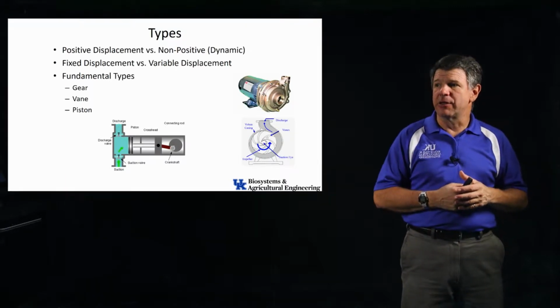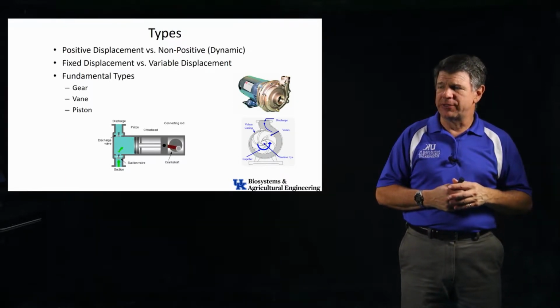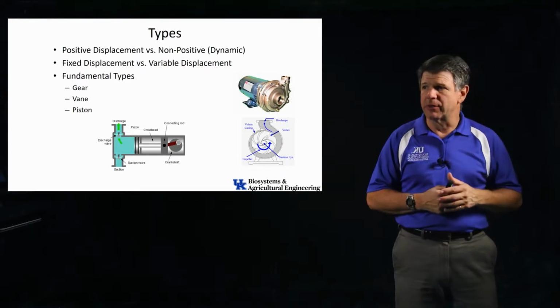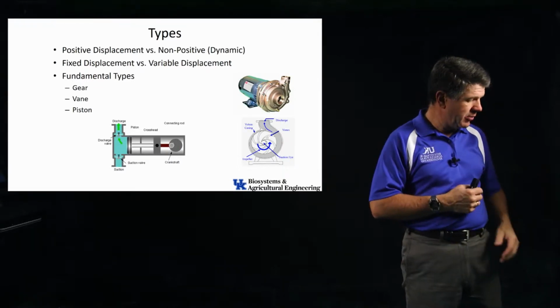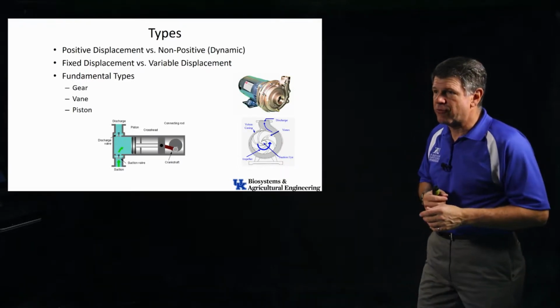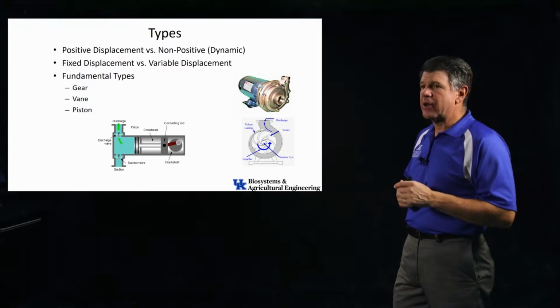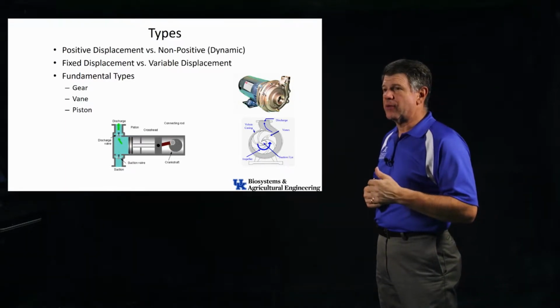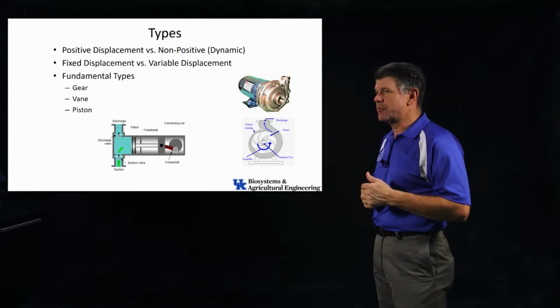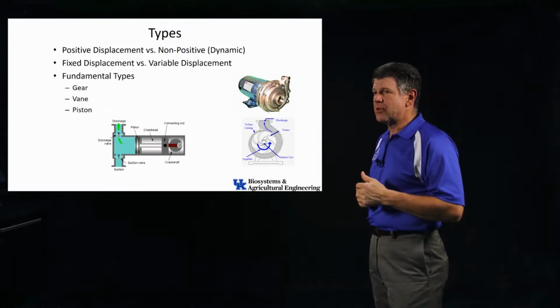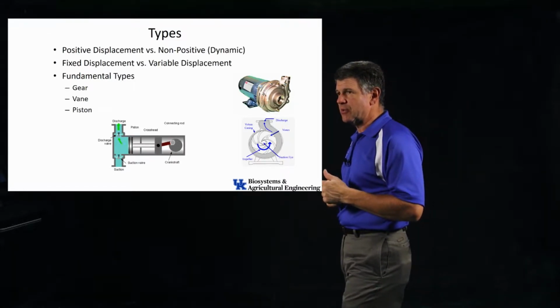Okay, and there's a number of fundamental different types that we can look at there. We can look at a gear, a vane, and a piston. We'll look at each one of those, but before we go there, I want to go to the slide here and show you what the JIC symbols look like for these pumps. And there's a lot of variations that we can build into these symbols.